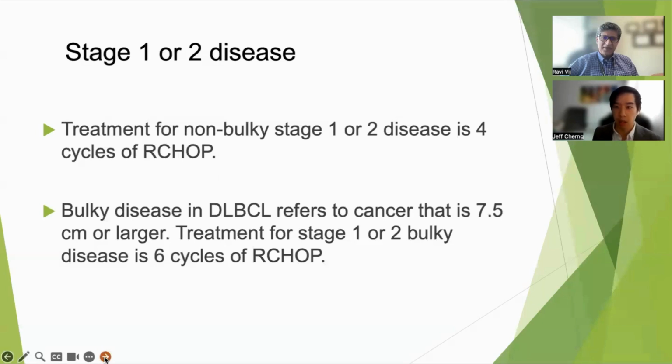The 4 cycles of R-CHOP approach was borne out in part based off of the FLIER study, which was a randomized non-inferiority phase 3 study that looked at patients with non-bulky early stage disease that had a low international prognostic index score. So low risk disease, low LDH, age younger than 60, no more than one extranodal site of disease.